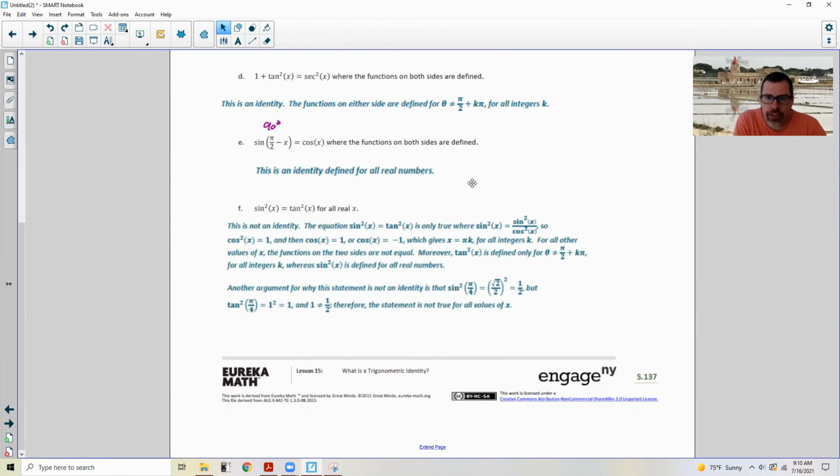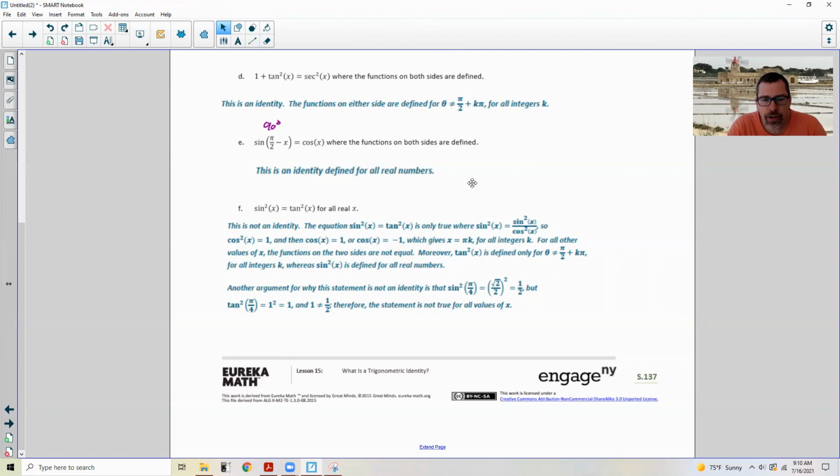Sine squared x equals tan squared x is only true where sine squared x equals sine squared x over cosine squared x. So cosine squared x equals 1, and then cosine x equals 1 or cosine x equals -1, which gives x equals k times pi for all integers k. For all other values of x, the functions on the two sides are not equal. Moreover, tan squared x is defined only for x not equal to pi over 2 plus k times pi for all integers k, whereas sine squared x is defined for all reals.